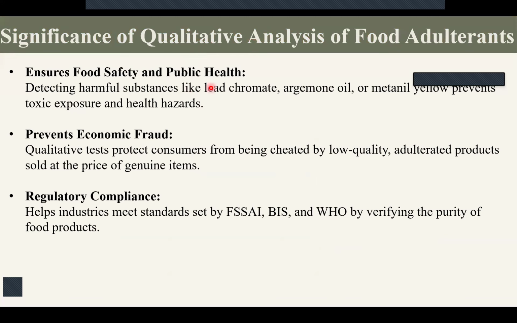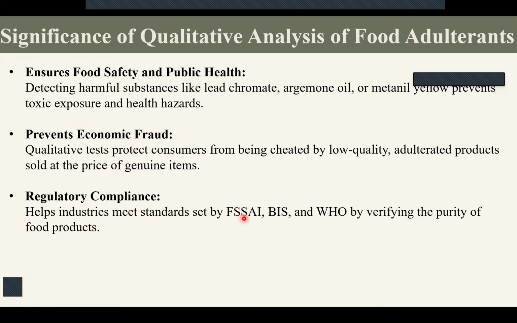Now, why do we do qualitative analysis for food adulterants? We do this process in order to make sure that safe food is reaching the public and therefore public health can be maintained. We can prevent economic fraud. All these companies are adding these adulterants in order to sell less amount for more money. They say the quality has been improved, but what they're adding is the adulterant. So economic fraud can be prevented.